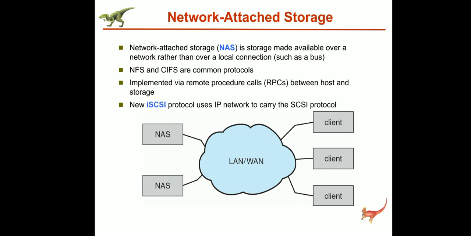Here clients can access network attached storage through remote procedure calls, that is RPC interface. And these RPCs are carried via TCP or UDP. TCP is connection oriented, whereas UDP is connectionless protocol. So we can access network attached storage over TCP or UDP protocols.